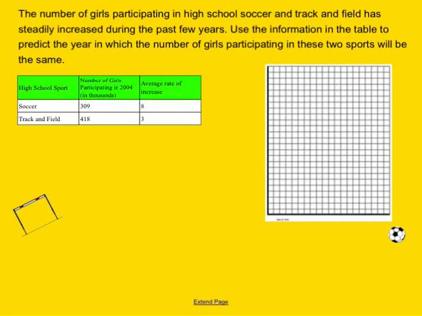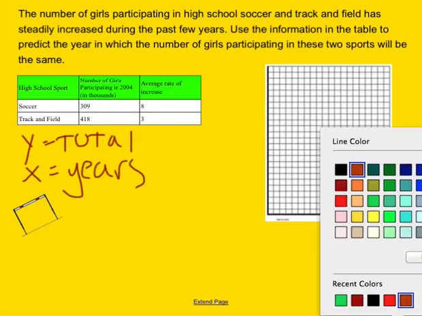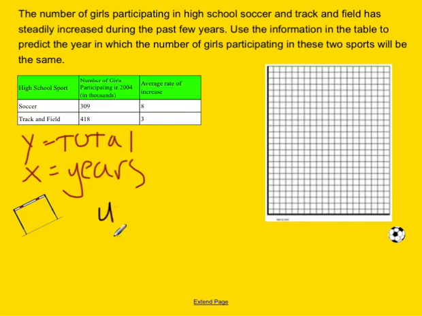The number of girls participating in high school soccer and field has steadily increased during the past few years. Use this information to predict the year in which the number of girls participating in these two sports will be the same. So let's let y, again, equal our total number of girls. So y is going to be our total, and x is going to represent the number of years that are passing. Okay, so for every year that goes by, we're going to start by having 8x plus 309.